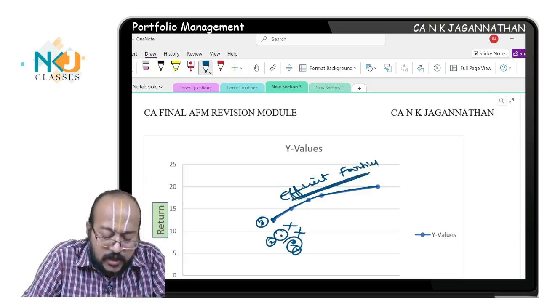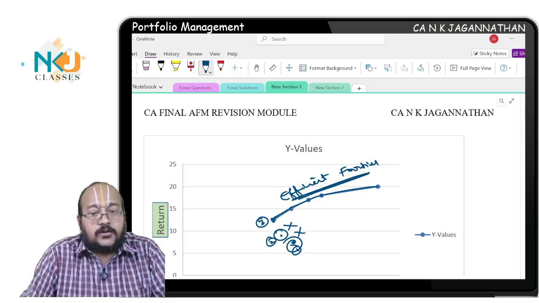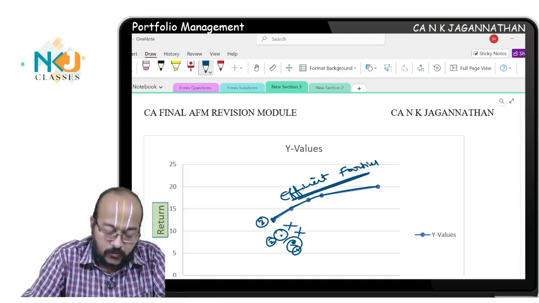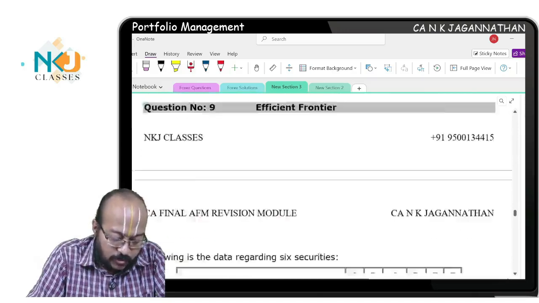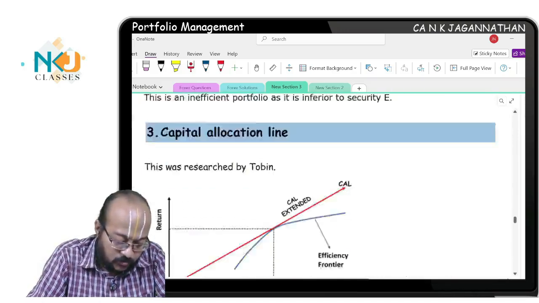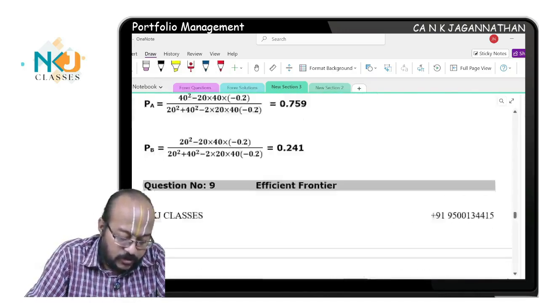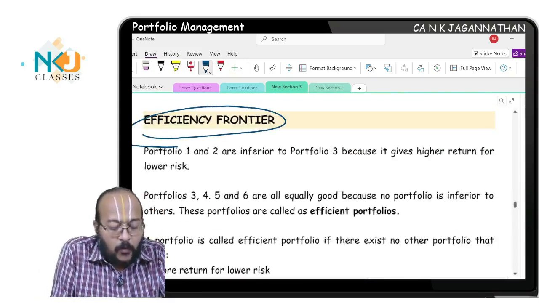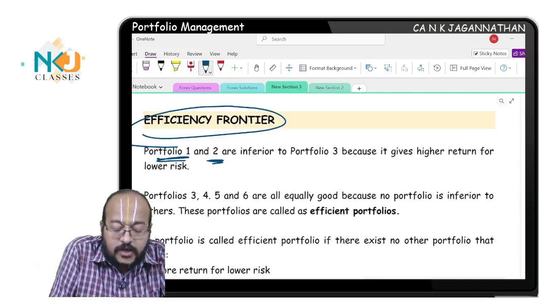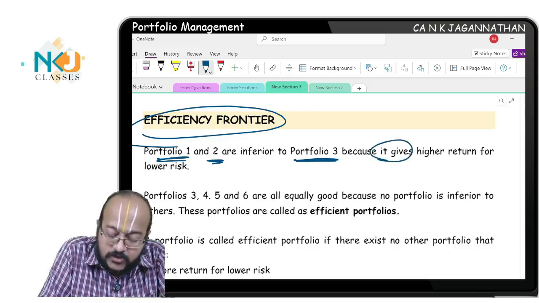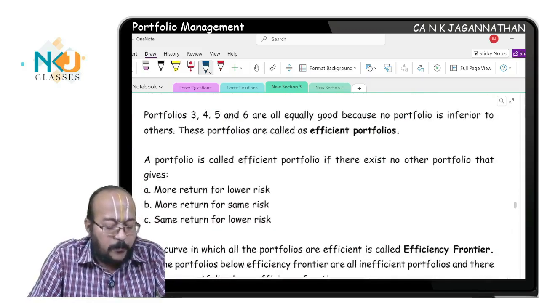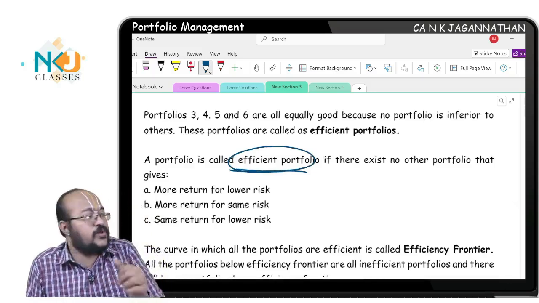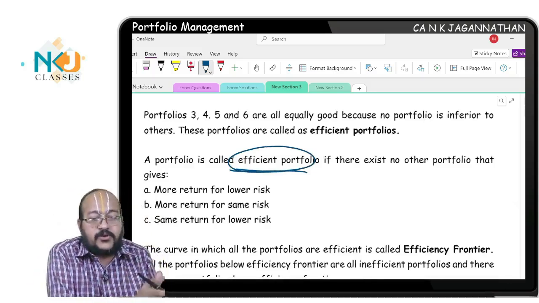What does it mean? Very simple. You need to understand the portfolio. You need to segregate whether it is an efficient portfolio or an inefficient portfolio. Now you will understand what you mean by efficient and inefficient portfolio. See here. I have given the notes also. Carefully observe. Efficiency frontier. Portfolio 1 and portfolio 2 are inferior to portfolio 3 because it gives higher return for lower risk. See, a portfolio is called an efficient portfolio. Sir, when the portfolio is called efficient, you are saying some portfolios are efficient and inefficient.